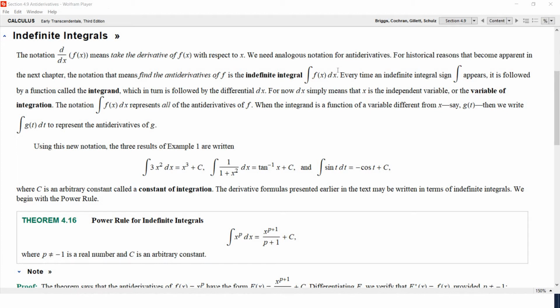Now this tells us what the independent variable is. So in this case, the independent variable is x, which is also known as the variable of integration. And then f of x is sometimes called the integrand.